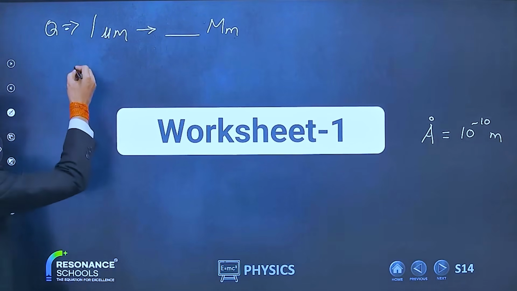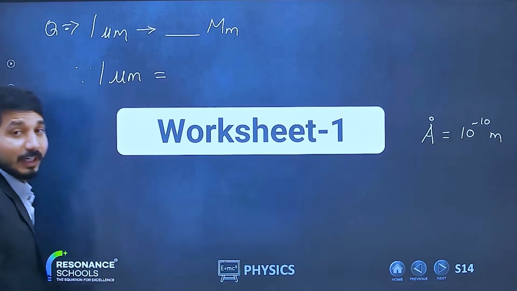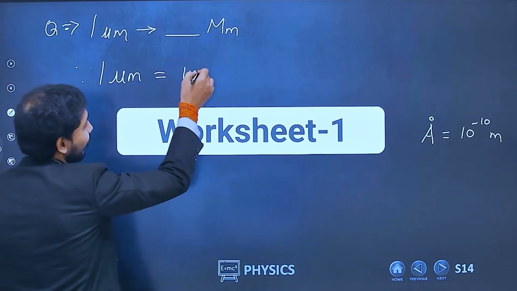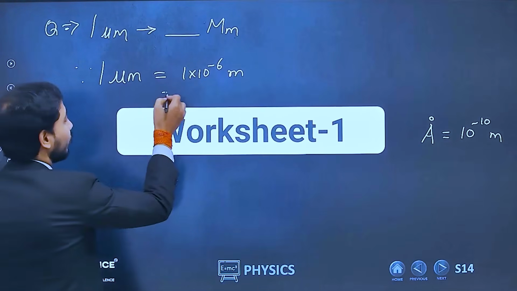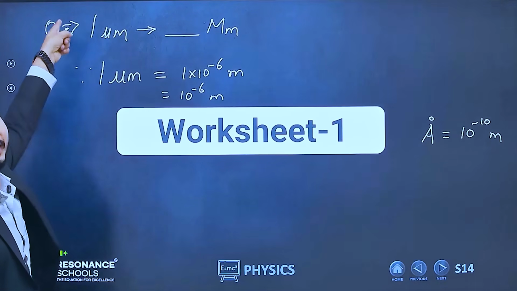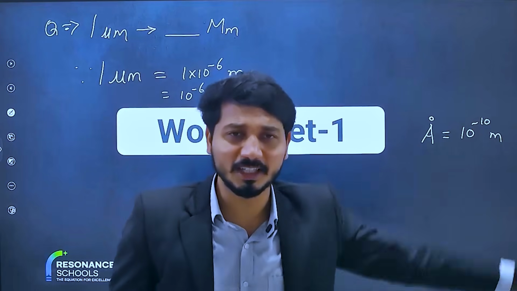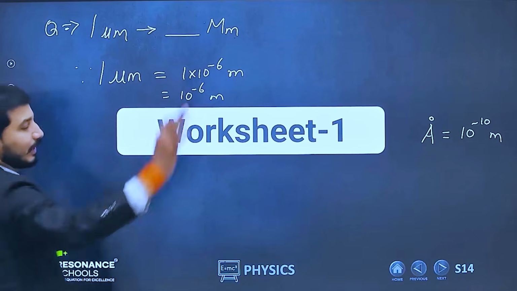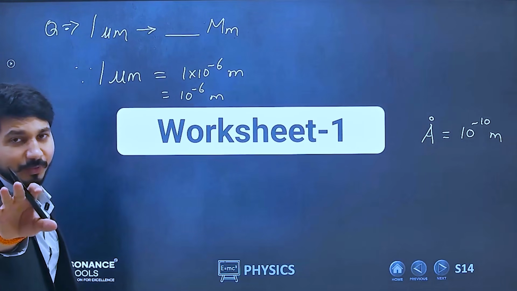1 micrometer, we know the meaning of micro is 10 to the power minus 6. So this will be 1 into 10 to the power minus 6 meter. That's it. Now suppose in place of 1 any other number is there, 5, 6, 7, 8, 19, 88, 29, any number. Just write the number and multiply it with 10 to the power minus 6. Clear? Please see everyone.